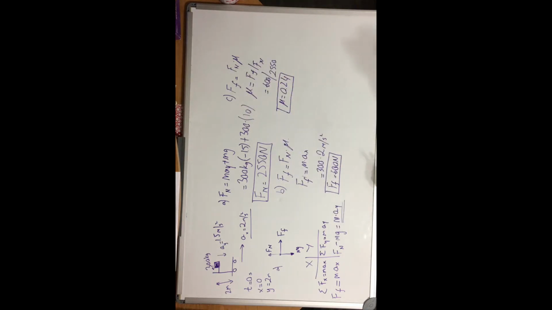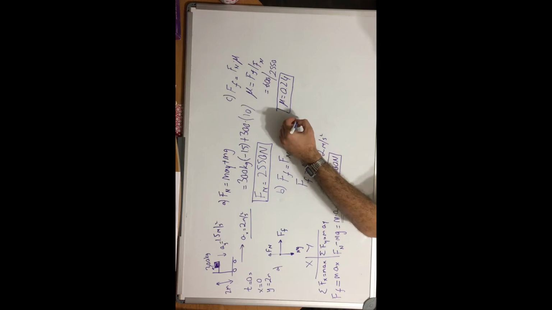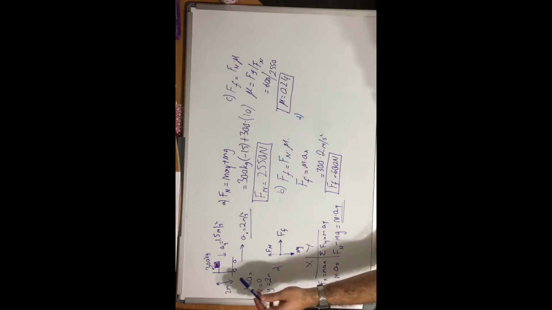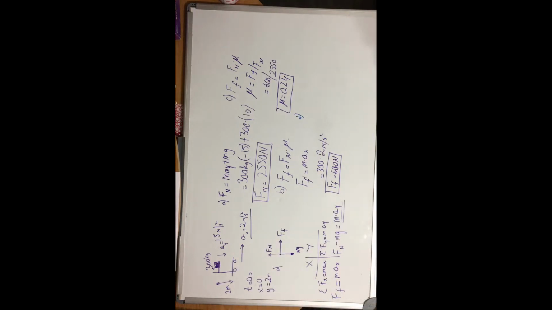And for part D, that's a little bit different. So for part D, they're asking for motion on the y-axis in terms of motion on the x-axis. So when we start motion, my x equals 0 and my y equals 2 meters. So what is the relationship in between those two?